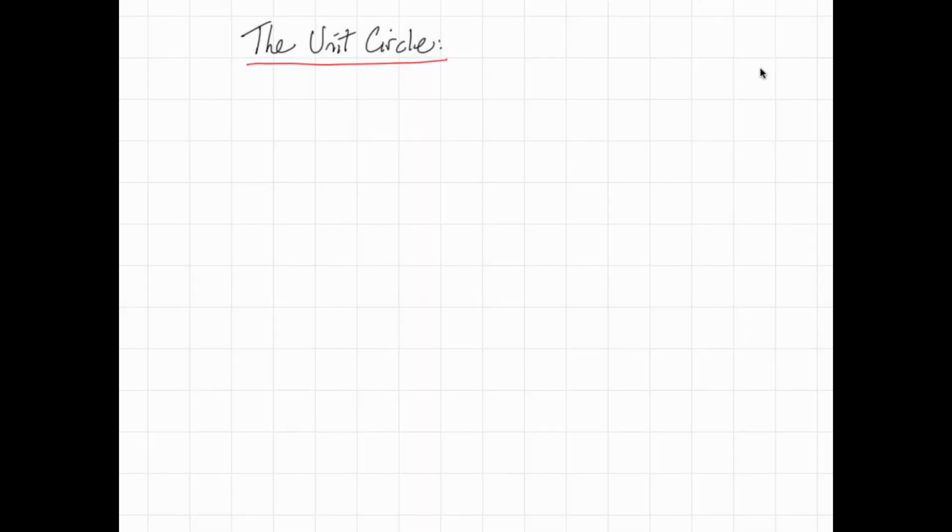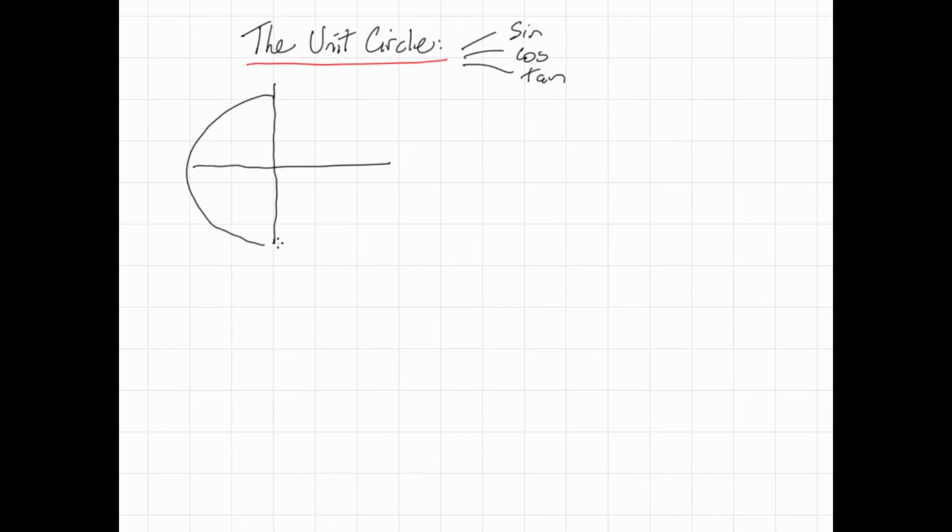Concept of the unit circle, and it gives rise to sine, cos and tan of different angles. It's a very important concept, and I'll spend a little bit of time here explaining how it works. If we have, as we said, a unit circle. Now, a unit circle is nothing more than a circle with a radius of 1.